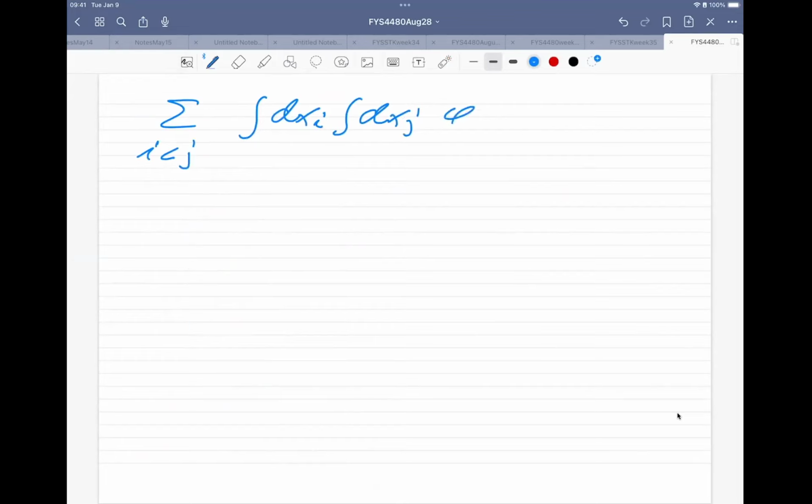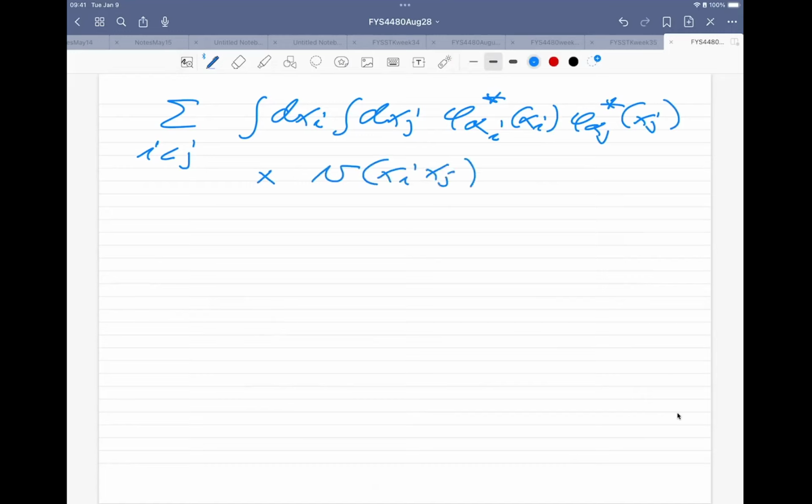So I'm going to have a phi alpha i of xi, phi alpha j of xj, multiplied with v of xi, xj, and then I have phi alpha i of xi, phi alpha j of xj. This is what we last time called a direct term. There is no interchange of particles here, okay?